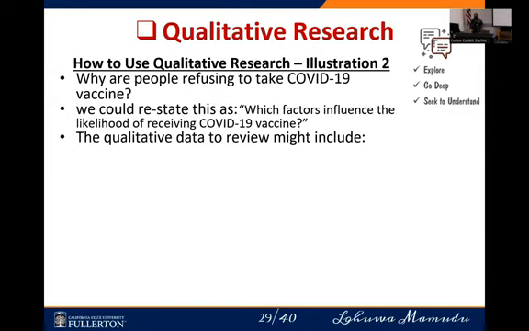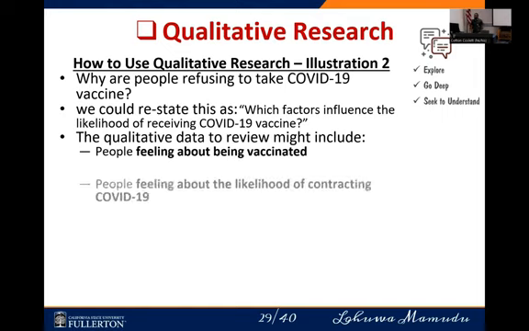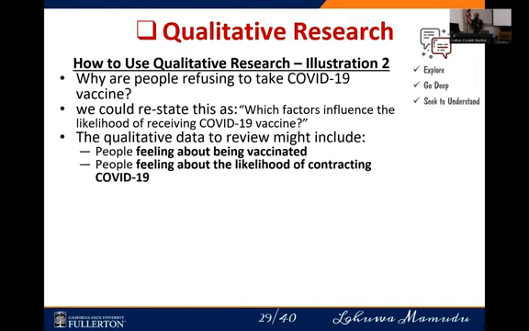So you might want to know which risk factors influence the likelihood of people receiving the vaccine, or which risk factors influence the likelihood of people refusing the vaccine. And the qualitative data you can actually look at is people's feeling about being vaccinated. Yeah, so perhaps there could be some reason behind why people are not taking the vaccine. So you have to actually assess their feelings, their emotions, and based on that you can use it for certain policy interventions.